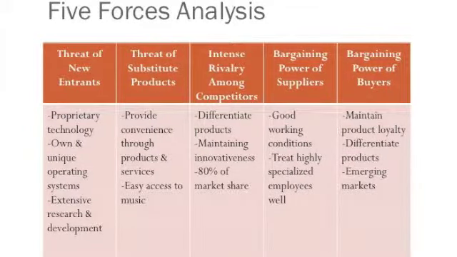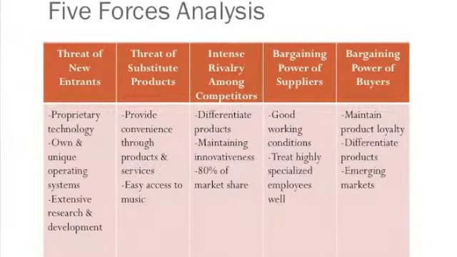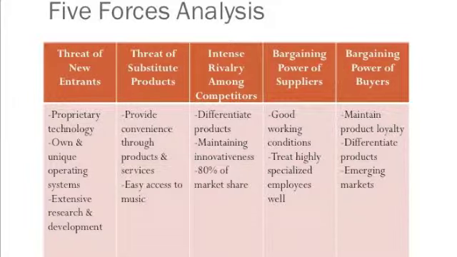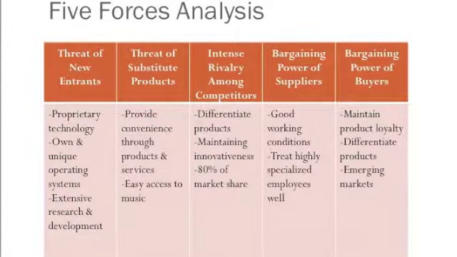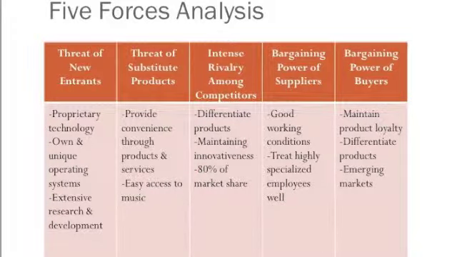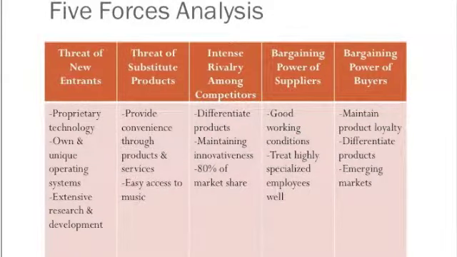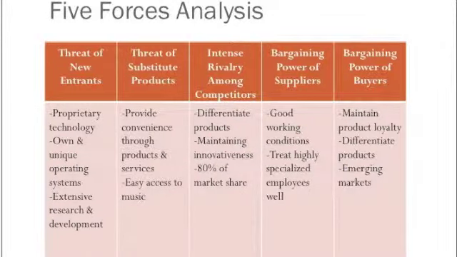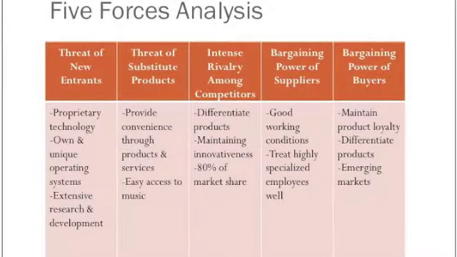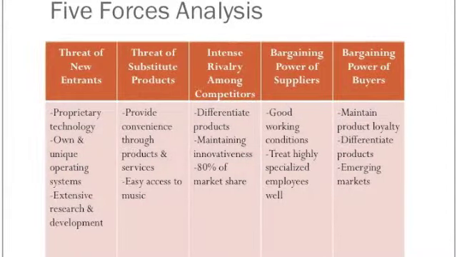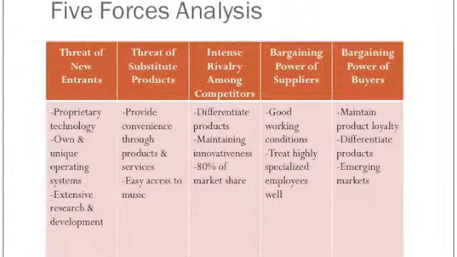Apple keeps its threat of rivalry among its competitors to a minimum by differentiating themselves, maintaining innovativeness, and continuing to dominate in market share. Their threat of the bargaining power of suppliers is kept low by treating their highly specialized employees well and providing excellent working conditions. Last, they continue to differentiate their products, work to maintain product loyalty, and appeal to emerging markets in order to maintain a low threat of bargaining power from its buyers. Apple uses a variety of methods and strategies to minimize each force of competition by other companies in order to ensure its sustained success as a business.